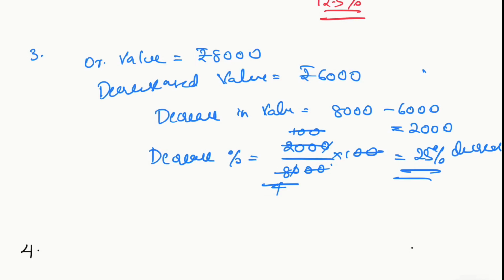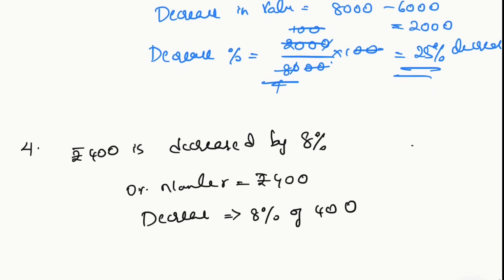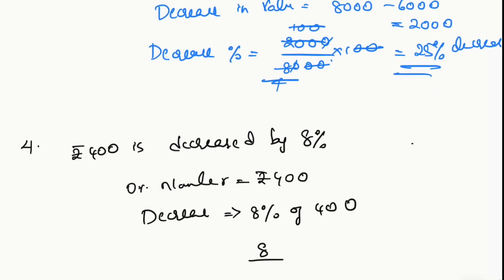Find the resulting quantity when rupees 400 is decreased by 8%. How do we find out? Our original number is rupees 400. What is the decrease we need? Decrease is equal to 8% of 400, correct? So just find what is 8% of 400.